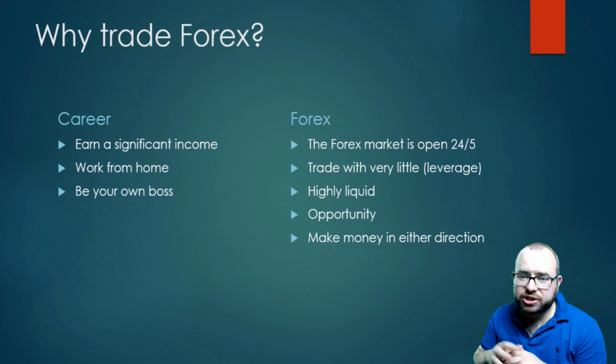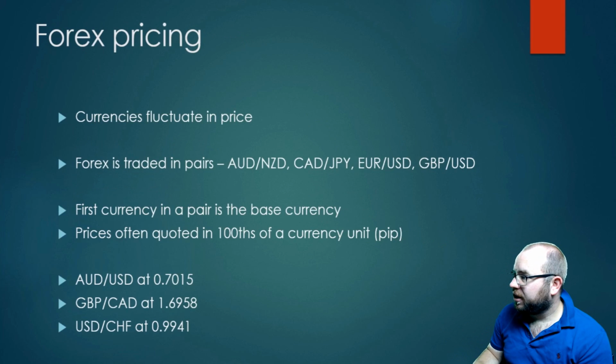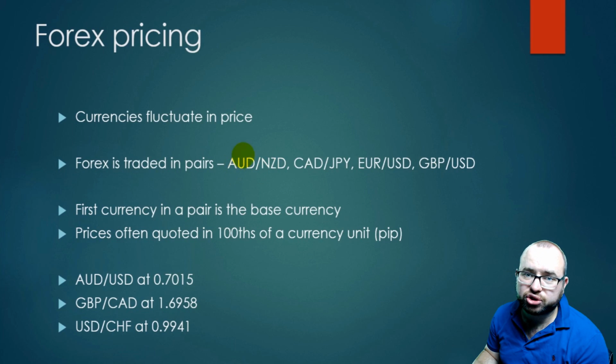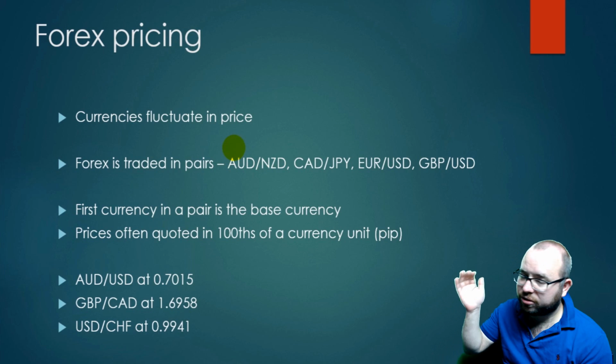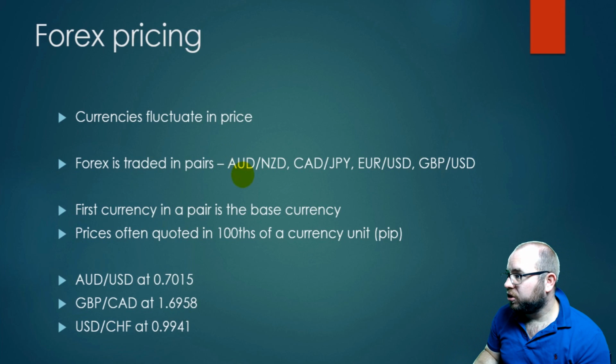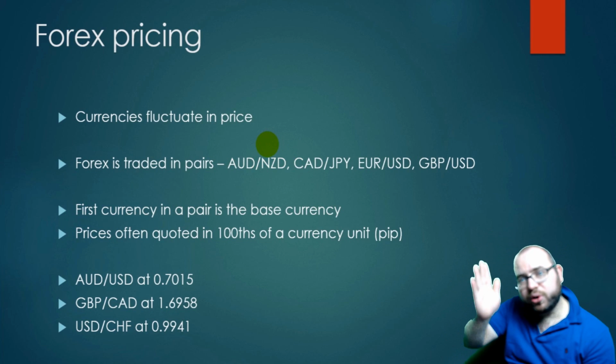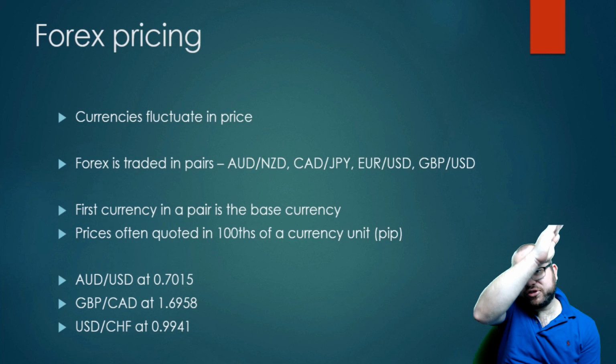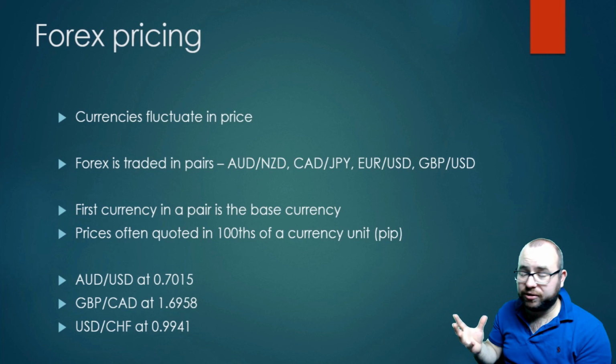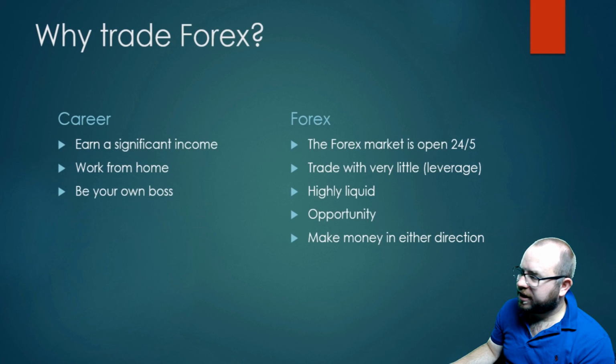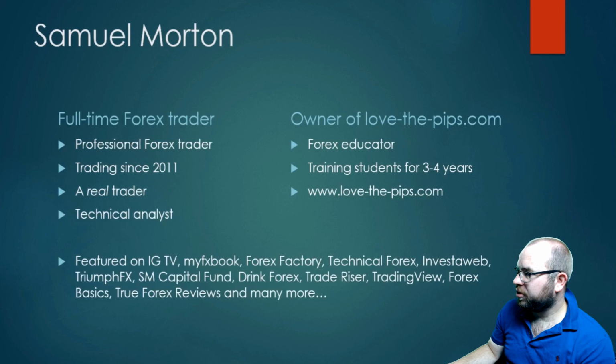You can make money in either direction. So going back a slide, if you're looking at Australian dollar, New Zealand dollar, if you think the Australian dollar is going to strengthen against the New Zealand dollar, then you can buy Australian dollar and sell New Zealand dollar. But if you think Australian dollar is actually going to fall, it's going to weaken, you can actually sell Australian dollar and buy New Zealand dollar. So no matter which way the chart is going, if it's moving up or moving down, you can make money from that.